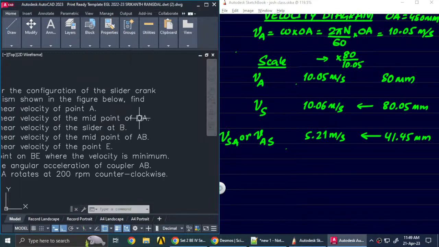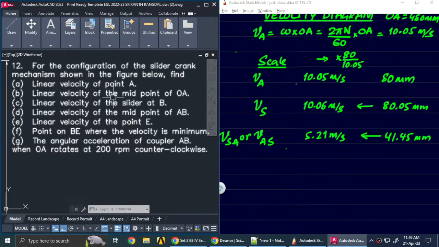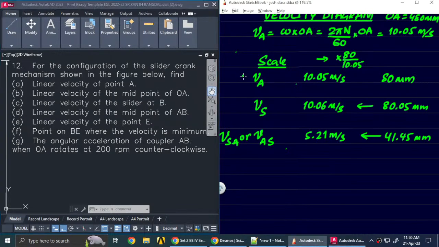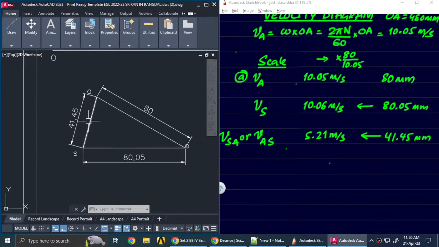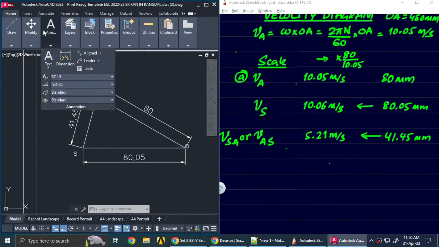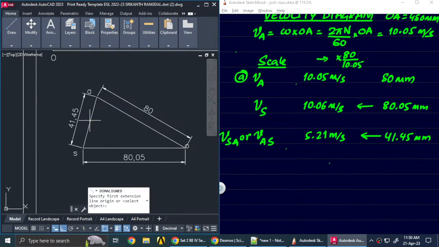So these are the velocities. But when we look at the question, what are the velocities it is asking us to find? First is asking the velocity of A, so that we have found over here. Then it is asking the velocity of midpoint of OA. So if you want to find velocity of midpoint of OA from the diagram, we just have to find the length of midpoint. So midpoint to this. So this will give us the velocity of the midpoint of OA.